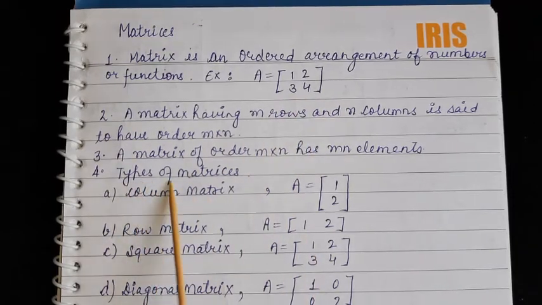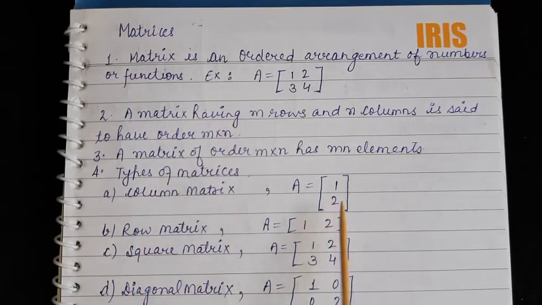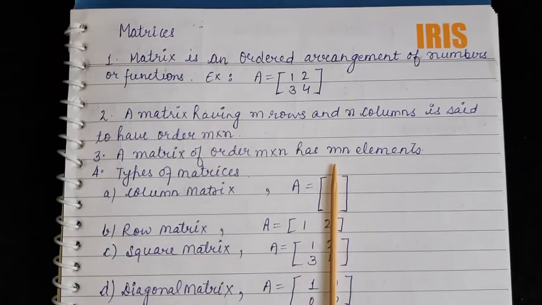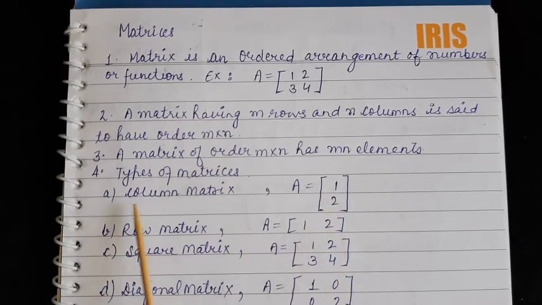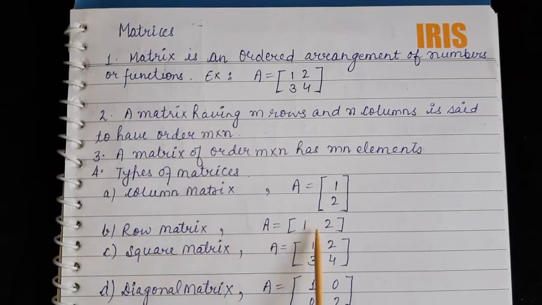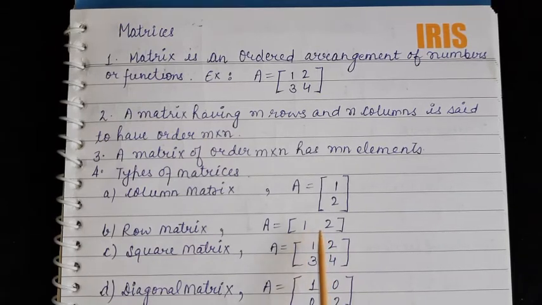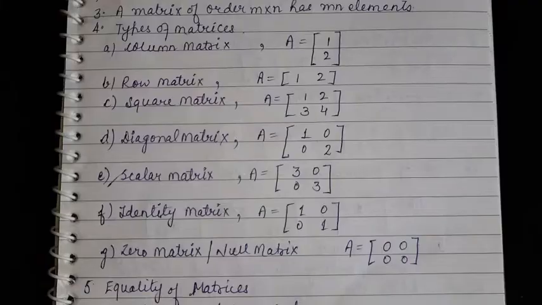Next is types of matrices. First type of matrices is column matrix. A matrix in which you have only one column. The way you can see here, this is only one column, 1, 2, and rows can be any number. So such type of matrix is called column matrix. Row matrix, a matrix in which you have only one row. Columns can be 3, 4, 5, any number of columns you can have, but row should be one. That matrix is called a row matrix.